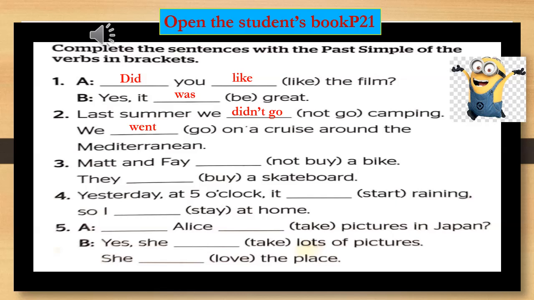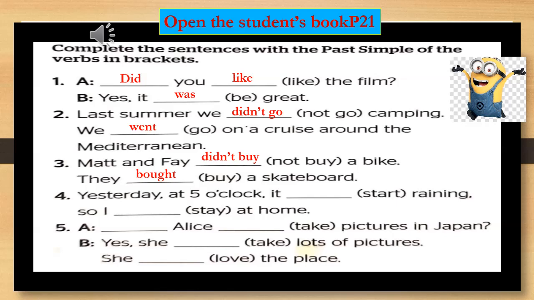Number 3. Matt and Faye not buy a bike. They buy a skateboard. It will be Matt and Faye didn't or did not buy a bike, because I just put for you not in the bracket. I'm asking you to put the negative form. They buy a skateboard. What is the past of buy? It's bought. You will find bought in page 122, as I told you.